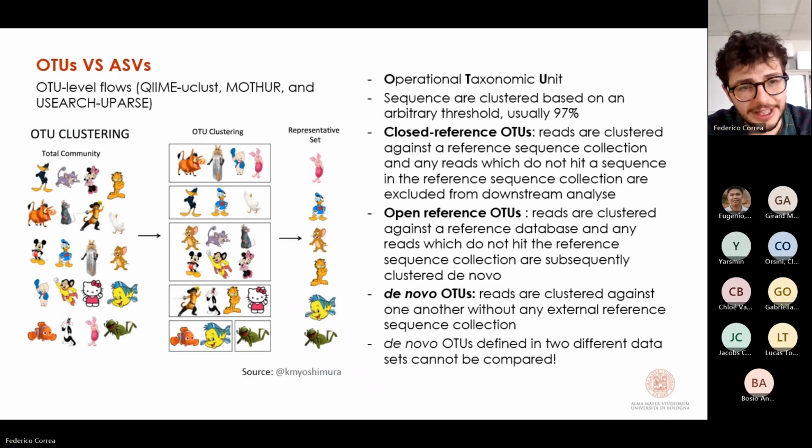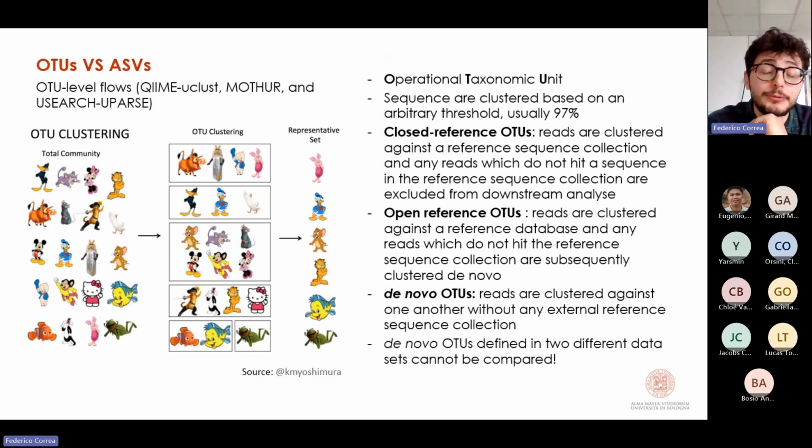So I think this picture is quite representative of what an OTU is. When we talk about OTU, this refers to operational taxonomic unit. So they are not bacterial species, but clusters of sequences that have a similarity of 97%.